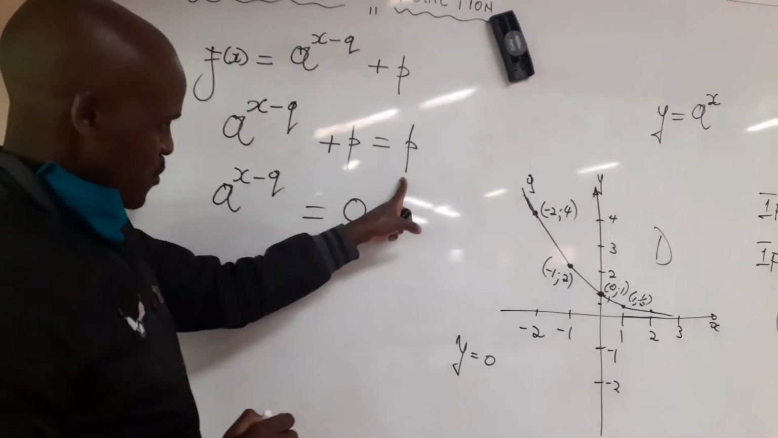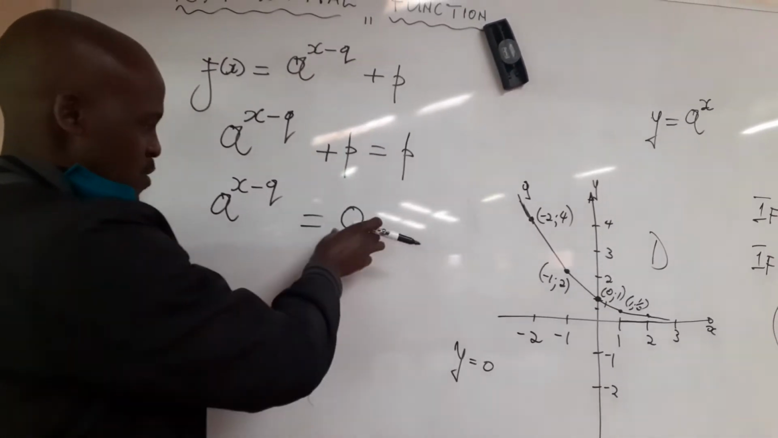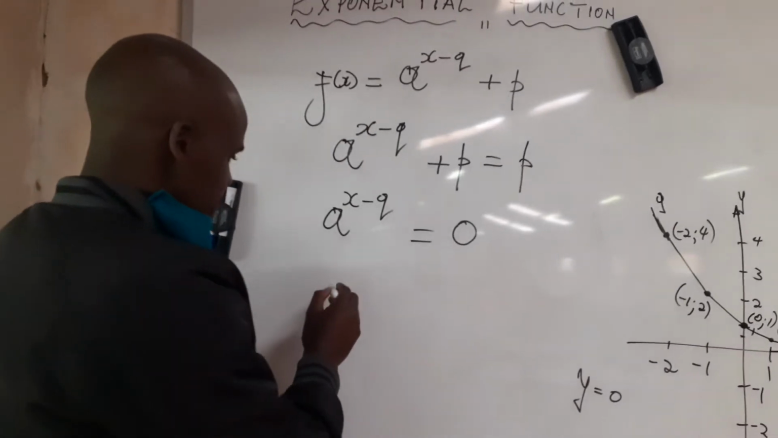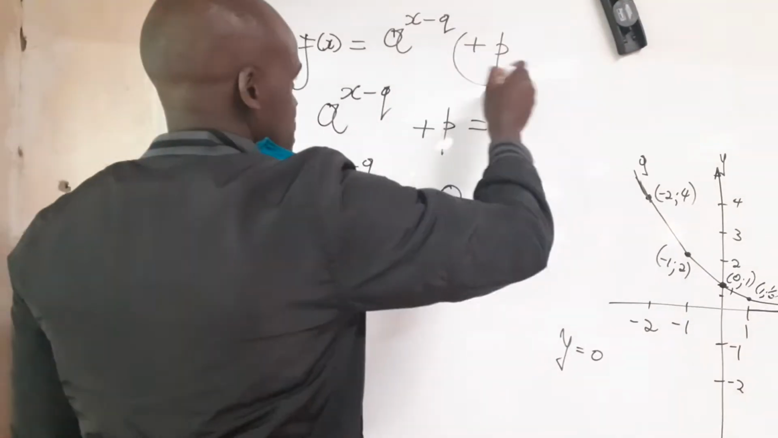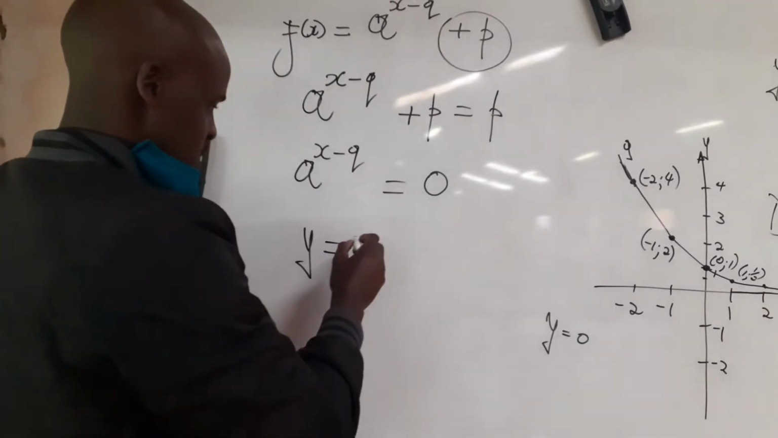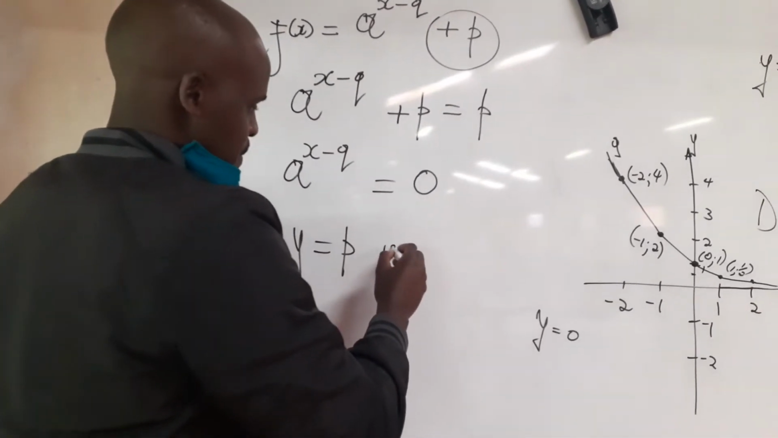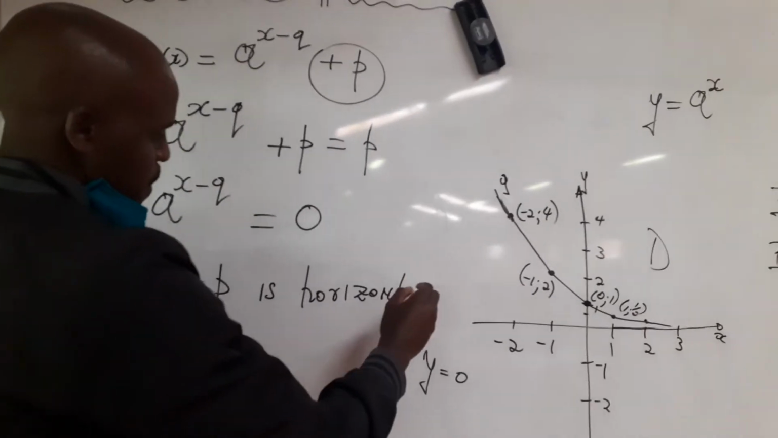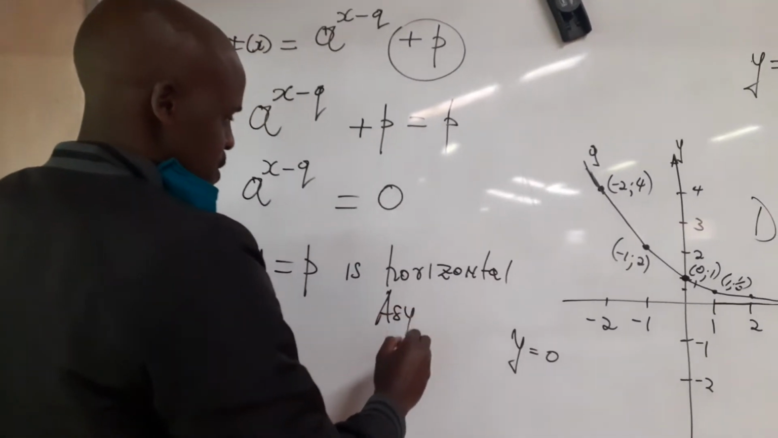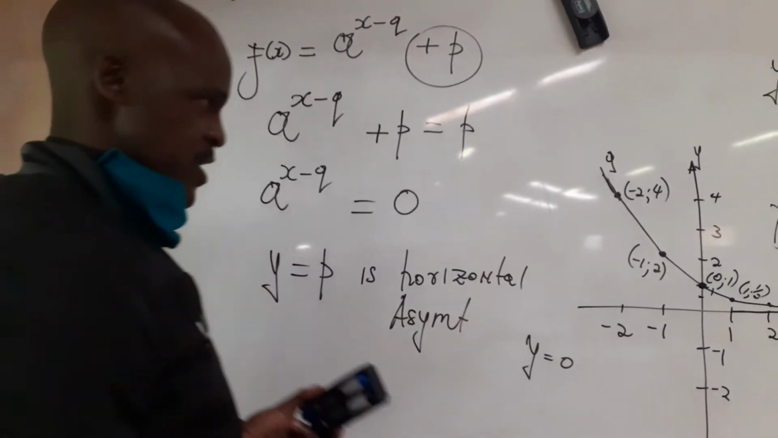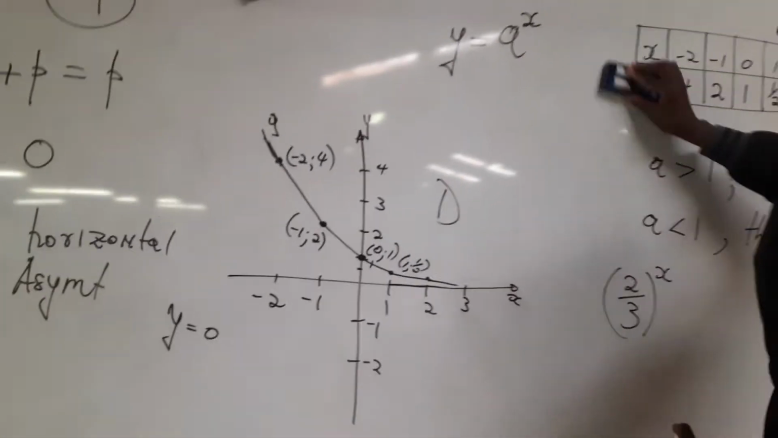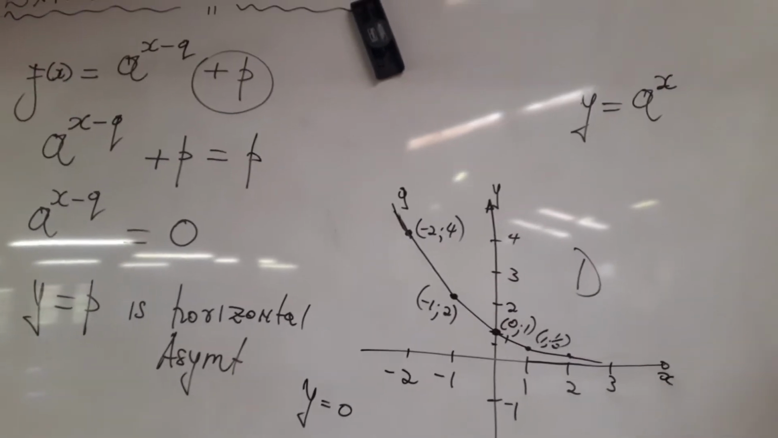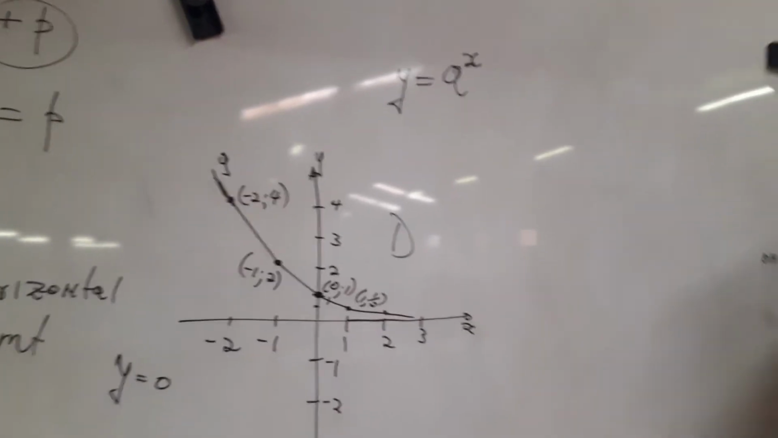It will no longer exist, which means y must not be equal to p for this to exist. That's a restriction. Y must not be equal to p, because once y is p, we are going to find 0 there. That will make our graph not exist. So y equal to p is our horizontal asymptote. We do not have a vertical asymptote in an exponential function.